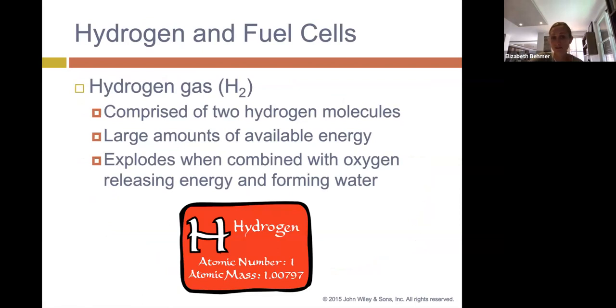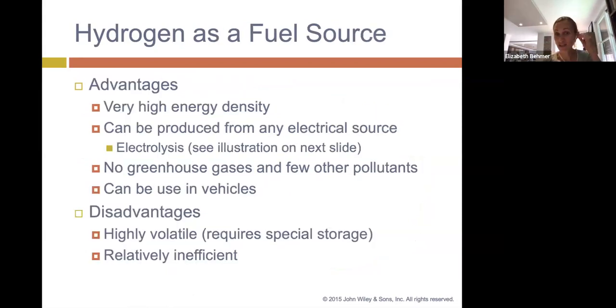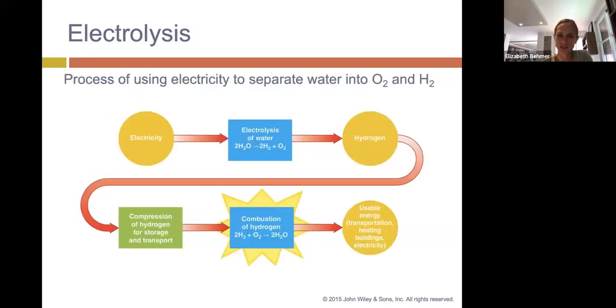Hydrogen and fuel cells. Hydrogen gas is comprised of two hydrogen atoms. There are large amounts of available energy with hydrogen. It explodes when combined with oxygen, releasing energy and forming water. The advantages are that there's a very high energy density. It can be produced from any electrical source like electrolysis, which we'll talk about. There are no greenhouse gases and few other pollutants produced. The disadvantages are that it is volatile. It requires special storage, a little dangerous, and it's relatively inefficient.